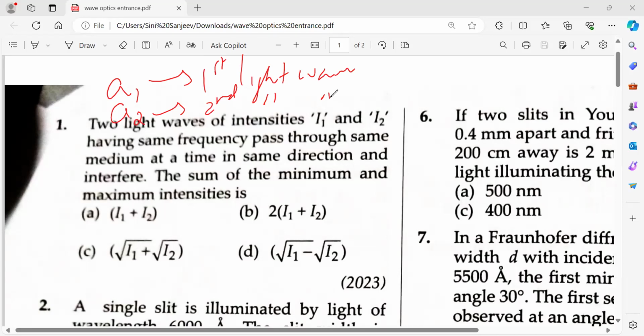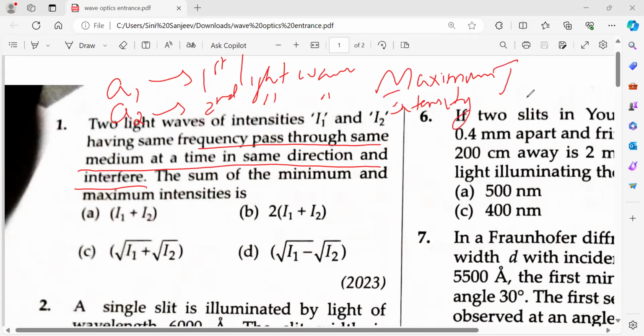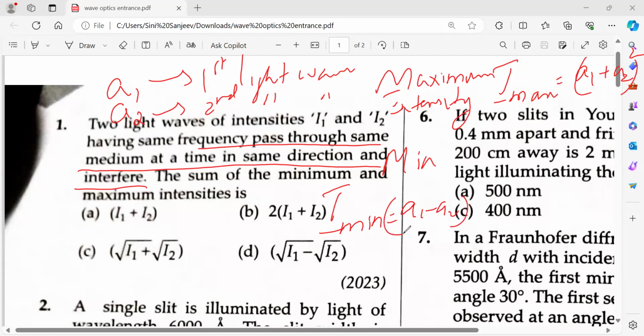They have the same frequency, pass through the same medium at a time, and interfere. So after interference, there can be two possibilities. One is maximum intensity, after interference of the two lights. That is my I maximum, which is basically amplitude 1 plus amplitude 2 the whole square, A1 plus A2 the whole square. Then it can be minimum also. Minimum intensity, that is my I minimum, which is nothing but A1 minus A2 the whole square.